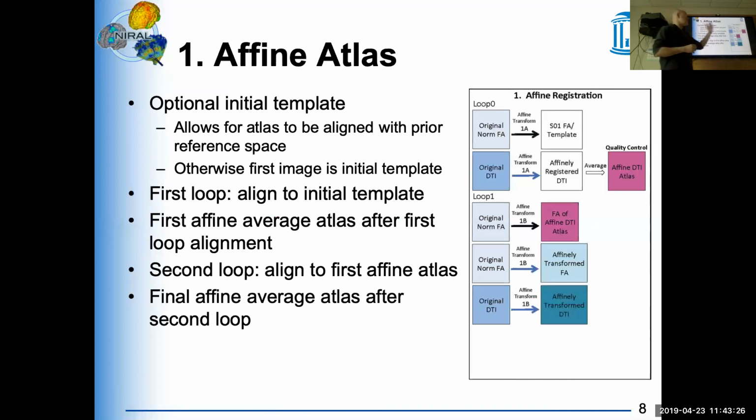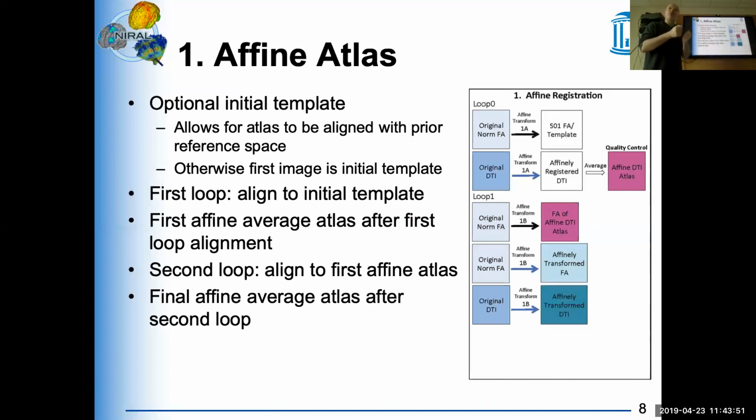And once you compute that transform, you apply the transform not to the FA image, but you apply it actually to the DTI image. So you go back to the DTI image. What you get out of here is really a DTI image, and then you average, not the FA, but you average those DTI images.